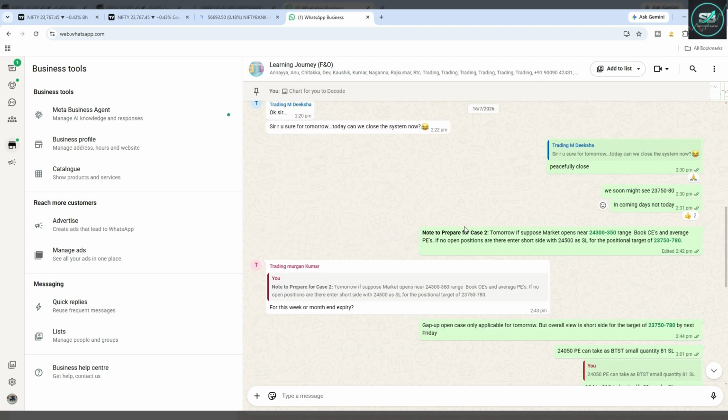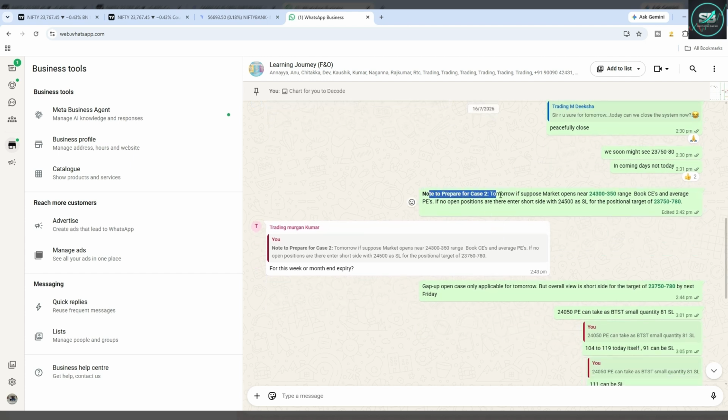If you see, this post I have posted almost on 16th. On 16th July, I have posted this post. Tomorrow, if the market opens, it will test 24,300 to 350 zone range. Here, book CEs, average PEs. If no open positions are there, enter short side with 24,500 as SL. The positional target is 23,750 to 780. On 16th, I have posted, within a week.